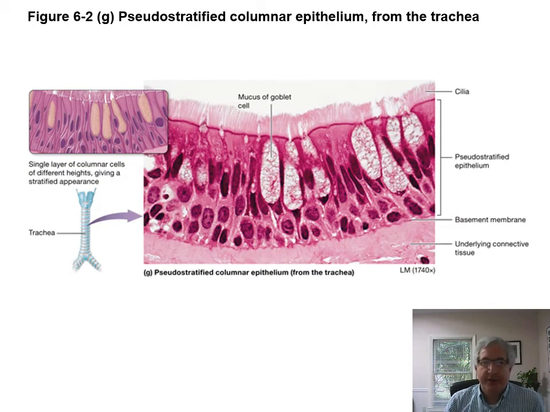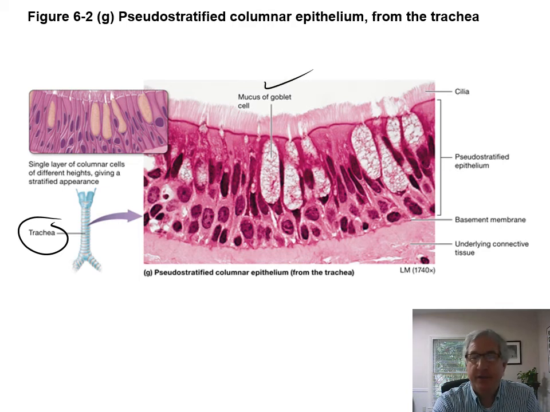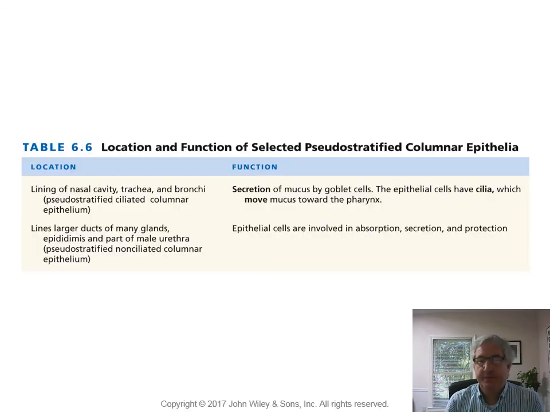And here's another picture out of your book. So this is pseudostratified columnar epithelium from the trachea. And so this is the mucus of a goblet cell. That's the whitish area with the mottled little reddish lines in there. That's the mucus in there, and then we have the pseudostratified epithelium there. Okay, next slide.